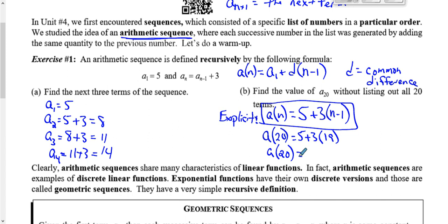What's 3 times 19? Let's see, what's 3 times 20? It's 60. Minus 3 is 57. What's 5 plus 57? 62. So we didn't have to list them all out. Is that kind of coming back to you now? Yeah. So those are arithmetic sequences.